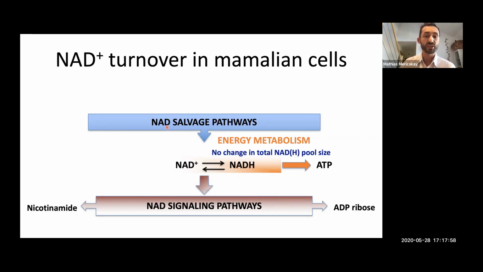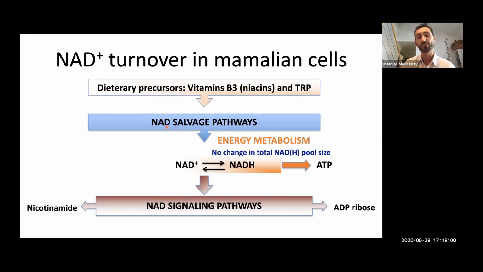And these NAD salvage pathways are fed first by dietary precursors and vitamins B3, notably niacin, which is a major precursor for NAD, and there are also different forms of vitamin B3, I will get back to that, and eventually also the tryptophan amino acid. So it's a relatively poor precursor of NAD in the sense that you need 10 times more tryptophan than vitamin B3 to yield the same production of NAD. But still, it's an important component of NAD metabolism, for instance, in liver.